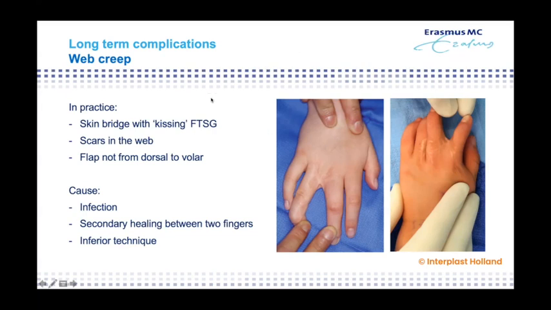The reason for this skin bridging and these scars in the web is the technique, which I already explained, an infection and a secondary healing. So these are all causes you can prevent by choosing the right technique and the right bandage. So if you put a bandage on, don't put it loosely, but very tight, so there won't be any connection between the two fingers you separated.